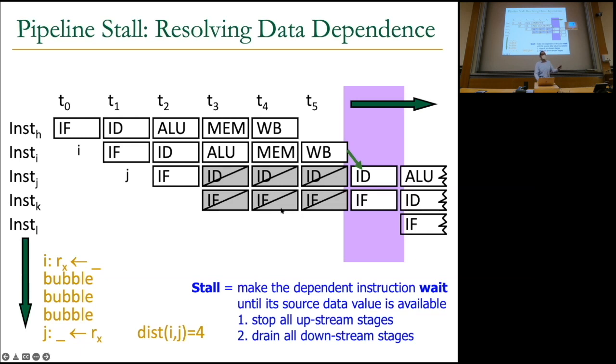Basically, to be able to do this, you need to stop all upstream stages. Upstream stages are earlier parts of the pipeline. You need to drain all downstream stages. And that's what we did, basically. We stopped instructions J, K, etc., and we ensured that instruction I finishes its write back. And once the result's available, we continue the upstream stages also.